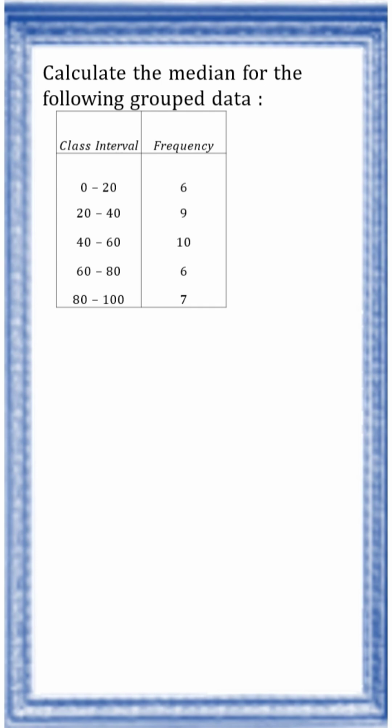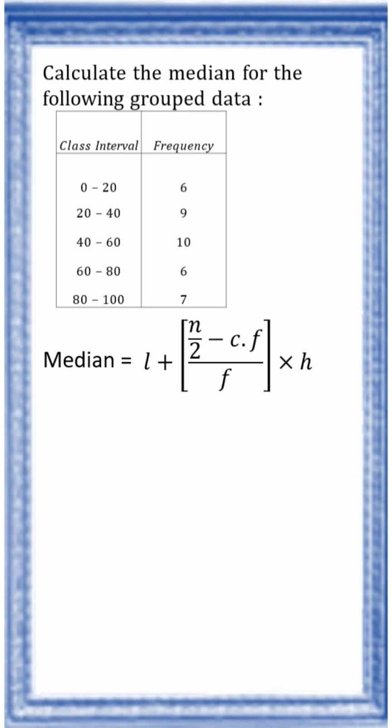You can also solve this one. Calculate median for the following grouped data. Median is equal to L plus (N by 2 minus cumulative frequency) upon frequency into H. Here N is equal to how much? You have to calculate cumulative frequency.